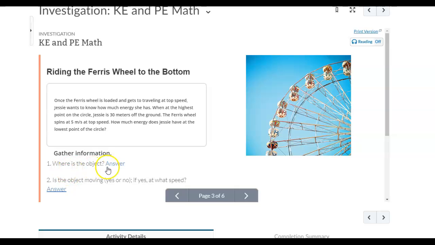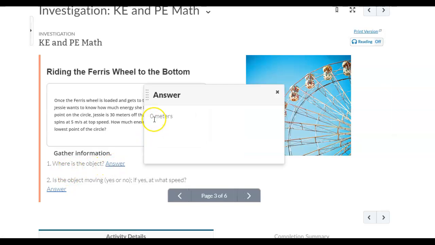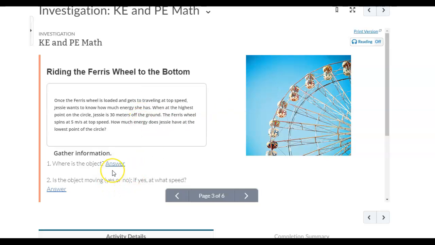So where is the object? So at the lowest point, let's say it's all the way on the ground, no height at all, it is 0 meters. So at that point, we know there is no potential energy. If we wanted to check that, all we need to do is plug 0 into the formula. So if we did that, we would plug in Jessie's mass of 50 times the gravitational constant of 9.8 times the height of 0. And you know when you multiply anything times 0, the answer is 0. So our GPE equals 0. That's why we know there is no potential energy here.